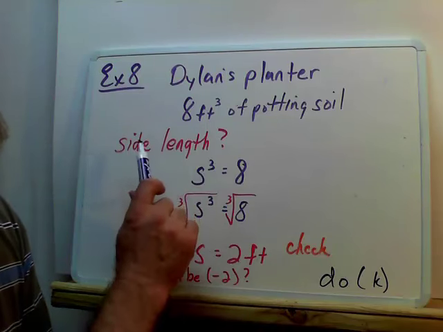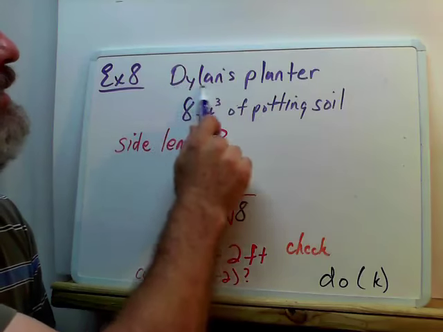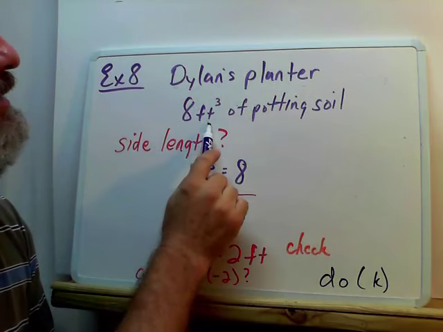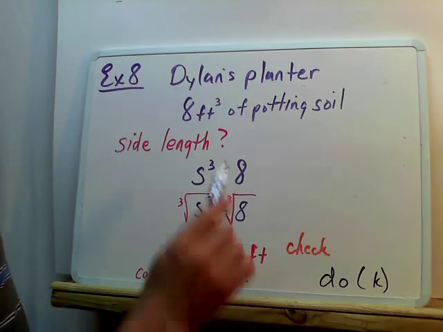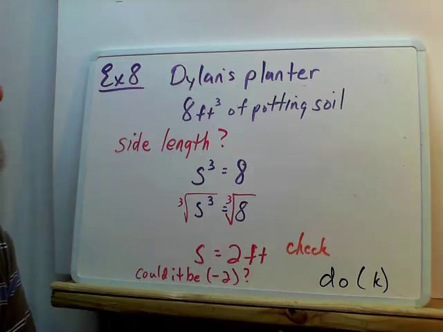Please press pause and do letters H through J. Lastly, example number 8. We are doing the word problem here. Dylan's planter has 8 cubic feet of potting soil, and they want to know what is the side length of that pot, because it's cubic in shape.